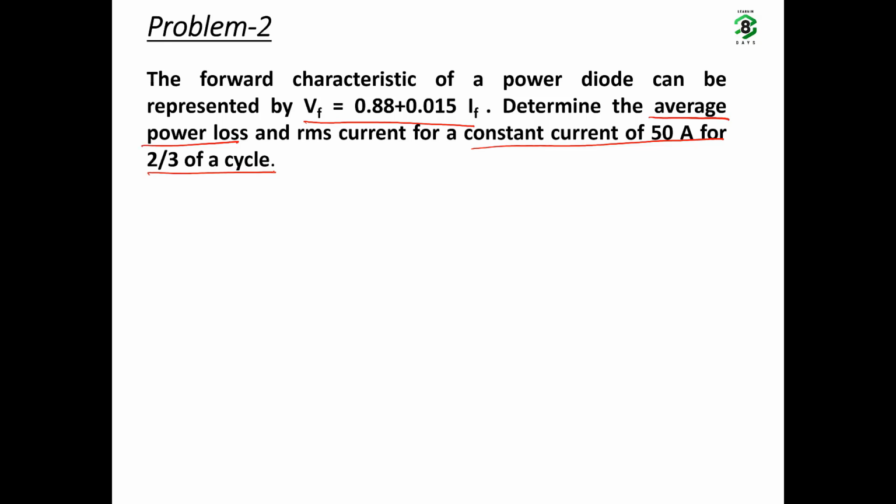First we will see the equation VF. This is the forward characteristics. Here we can see in the voltage equation one constant term is there and another term is related with current. So if we recollect our concept which we have just studied, the equivalent diode can be represented using this.